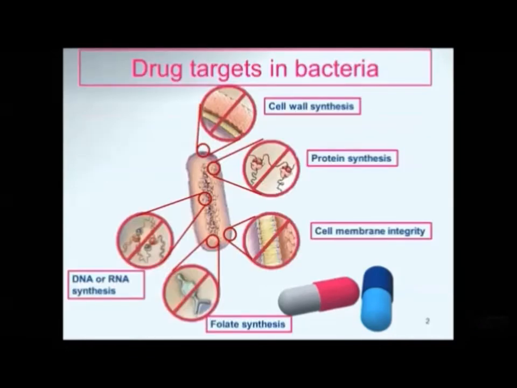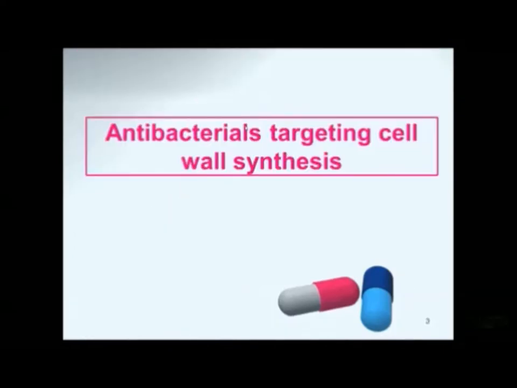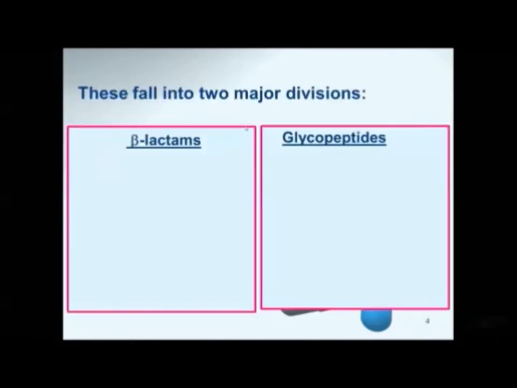So starting with the cell wall, which is unique to the bacteria, and certainly our cells don't have it, so it's a very obvious point of attack. So let's have a look first at the drugs which target the cell wall synthesis. So basically there are two major areas of drug classes that do this.